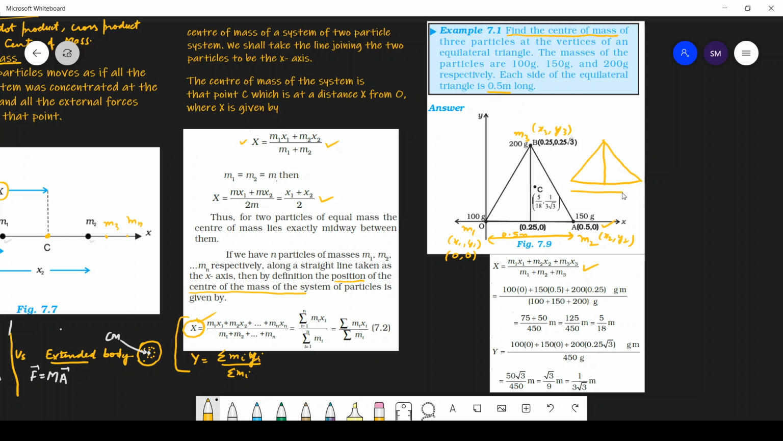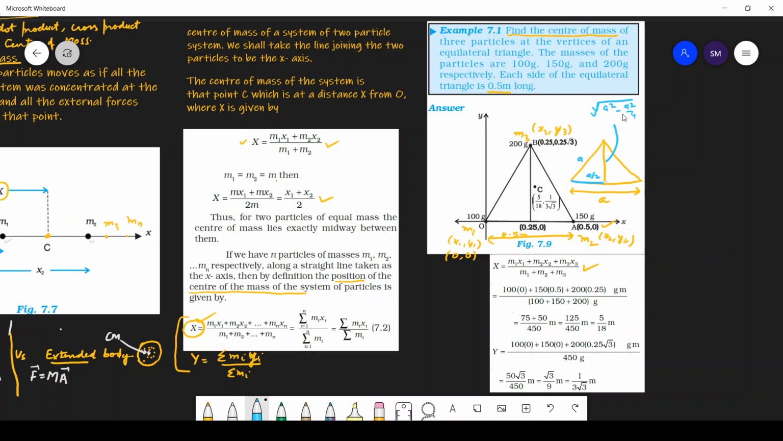So if this is side A or S, whatever you call it, so this will be A by 2, this length will be A by 2, and this length is A. So this length will be under the root A square minus A square by 4.